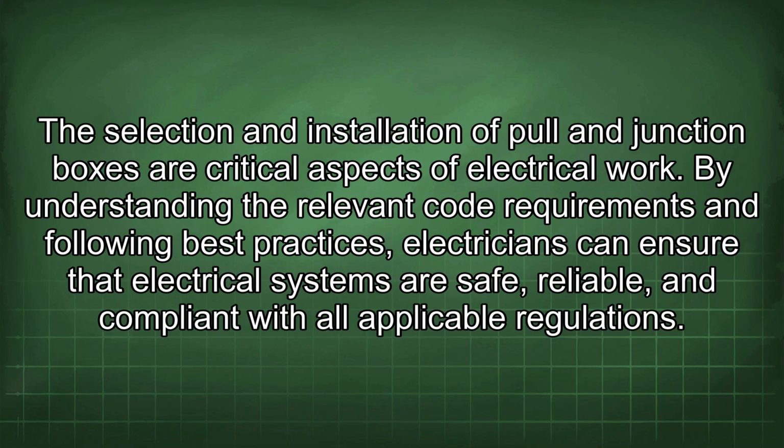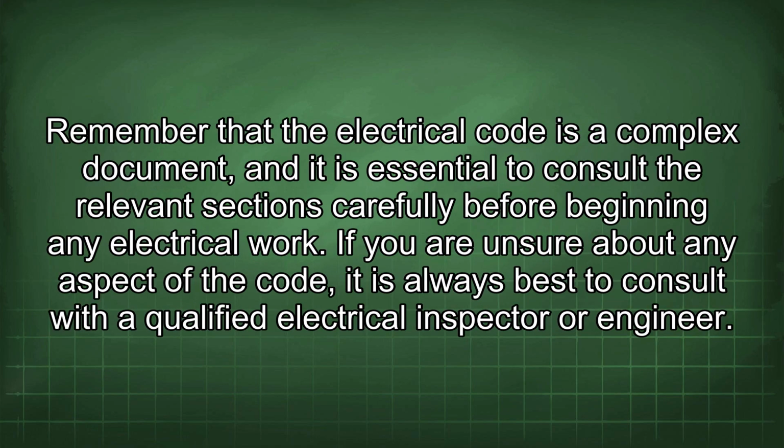The selection and installation of pull and junction boxes are critical aspects of electrical work. By understanding the relevant code requirements and following best practices, electricians can ensure that electrical systems are safe, reliable, and compliant with all applicable regulations. Remember that the electrical code is a complex document, and it is essential to consult the relevant sections carefully before beginning any electrical work. If you are unsure about any aspect of the code, it is always best to consult with a qualified electrical inspector or engineer.